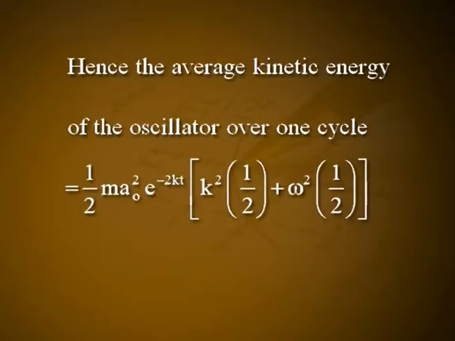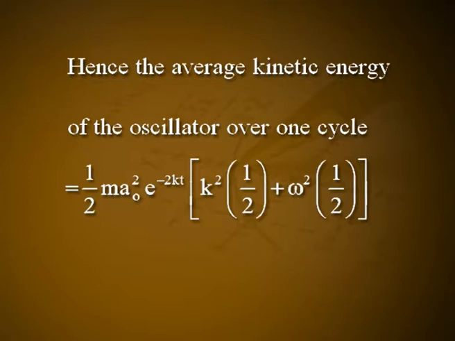The average total energy for a period is equal to the sum of time average of kinetic and potential energy. If the amplitude of oscillation does not change much during one cycle of motion, then the factor e raised to minus 2 kt may be taken as constant. The average value of sin square(omega t plus phi), cos square(omega t plus phi) and 2 sin(omega t plus phi) into cos(omega t plus phi) for a period are 1 by 2, 1 by 2 and 0 respectively.